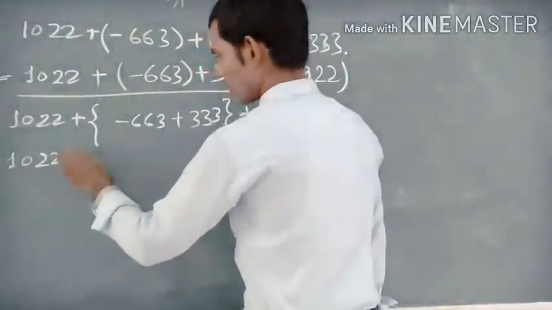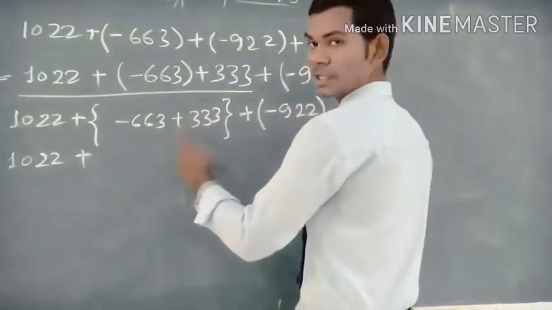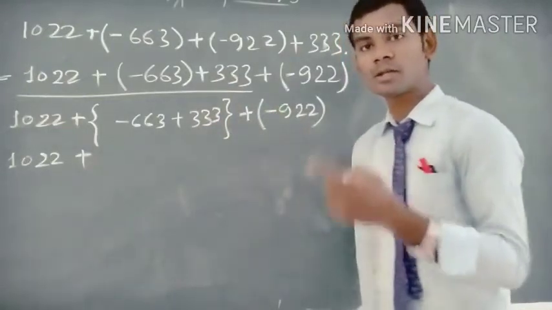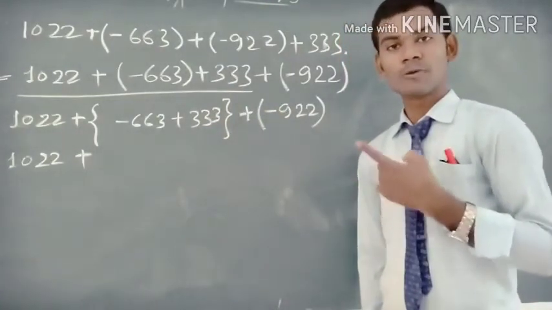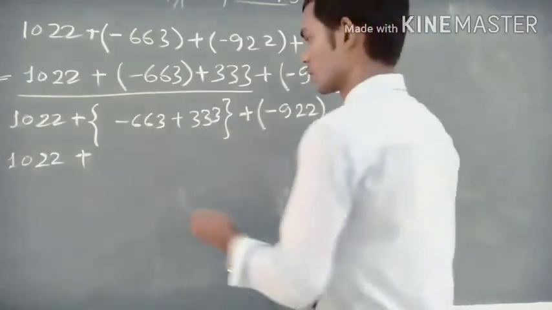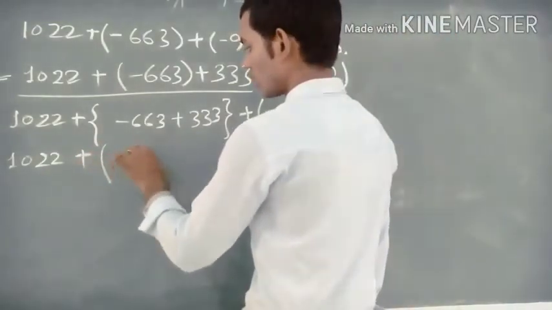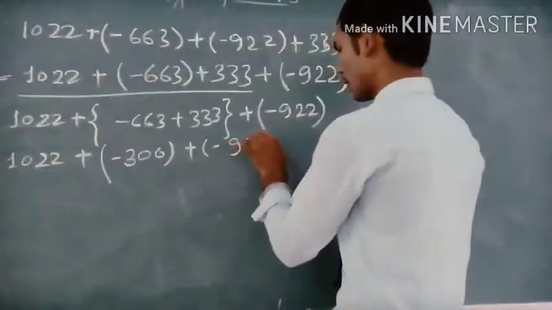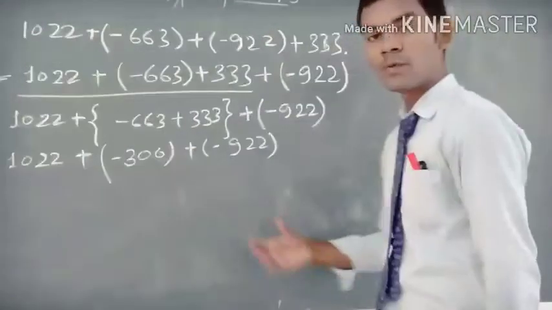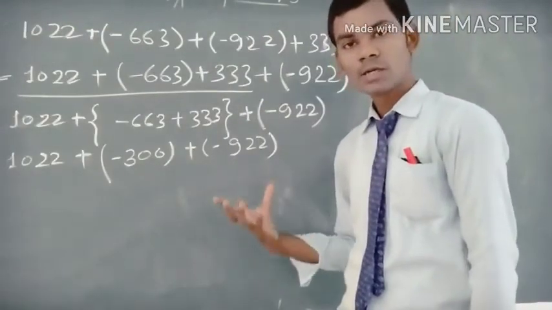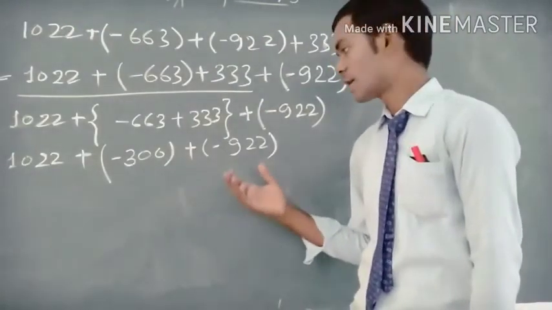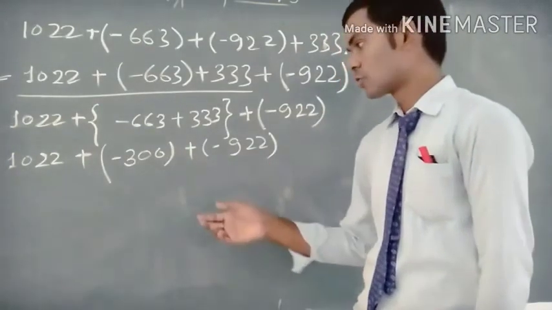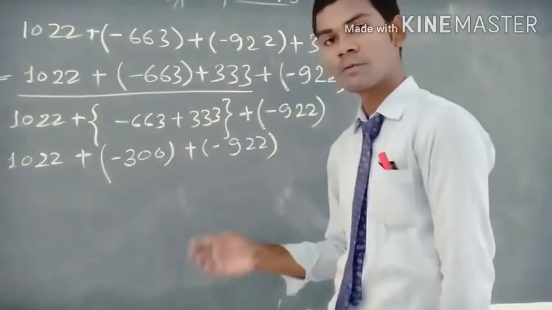1022 plus, when we subtract them, because one integer is negative and other is positive, so they will be subtracted and give us minus 300 and plus minus 922. And here we once again get three terms of integers, and here we are able to apply associativity property once again. So just apply the associative property once again.